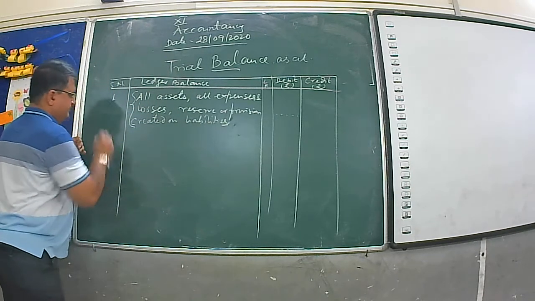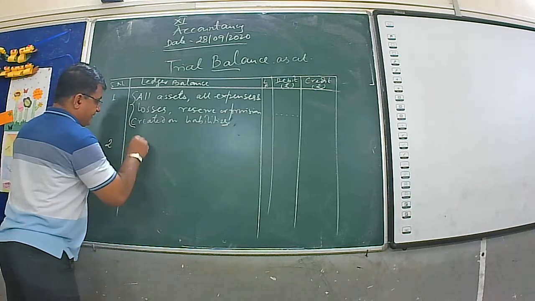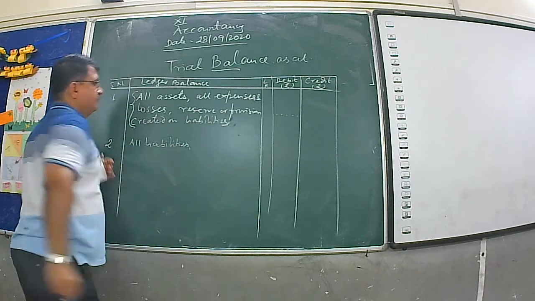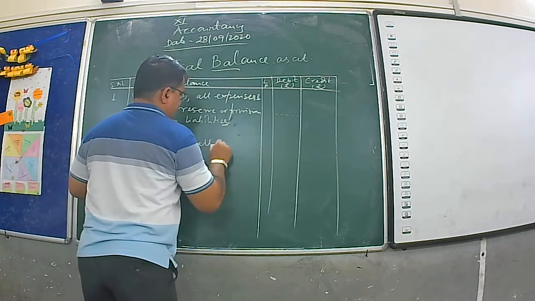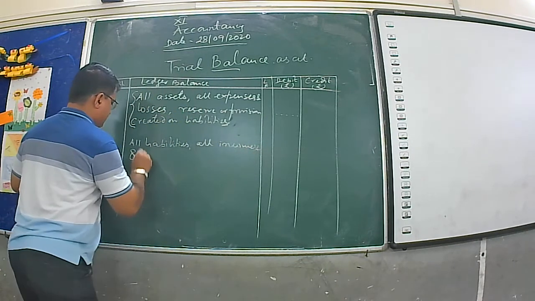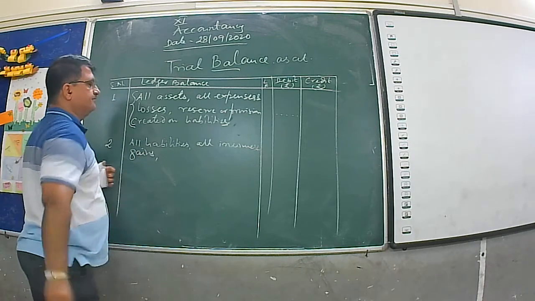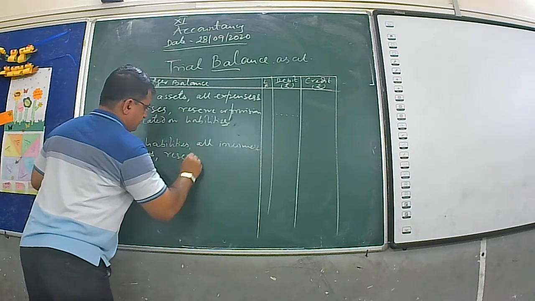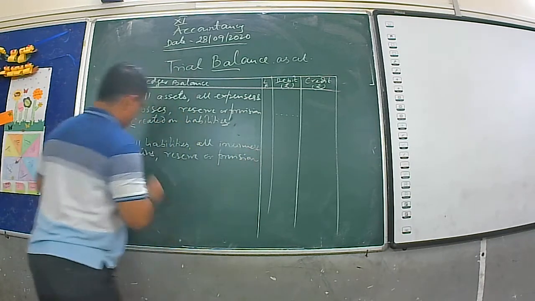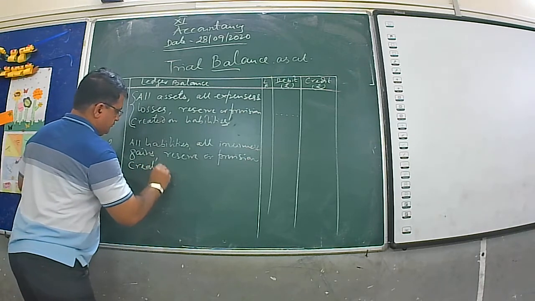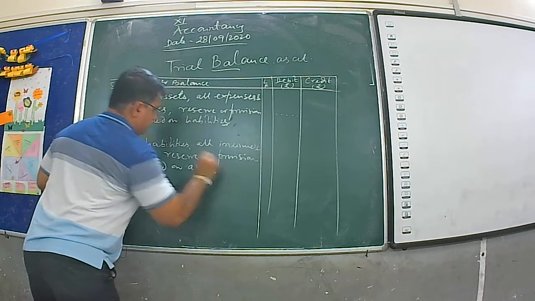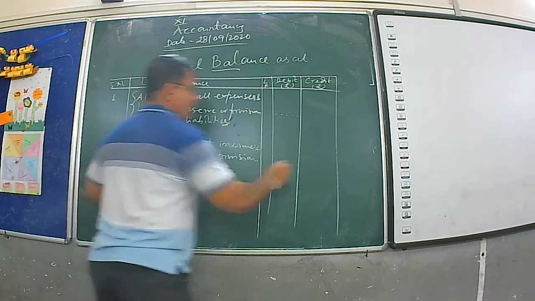Similarly, second one: all liabilities, all income and gains, and reserve or provision created on assets actually appear on the credit side.